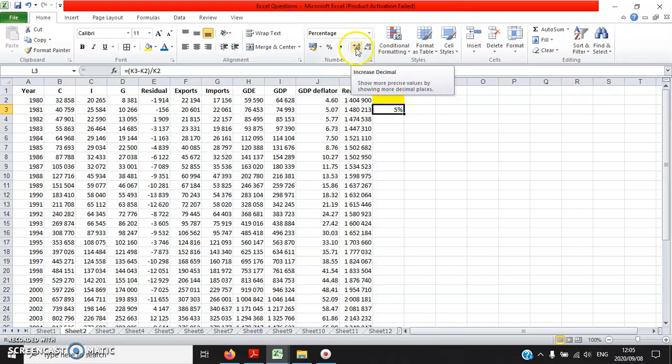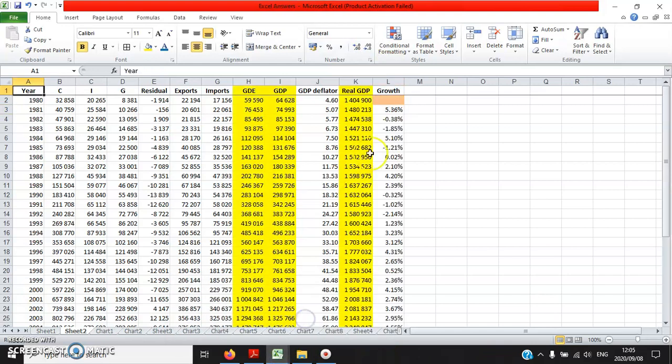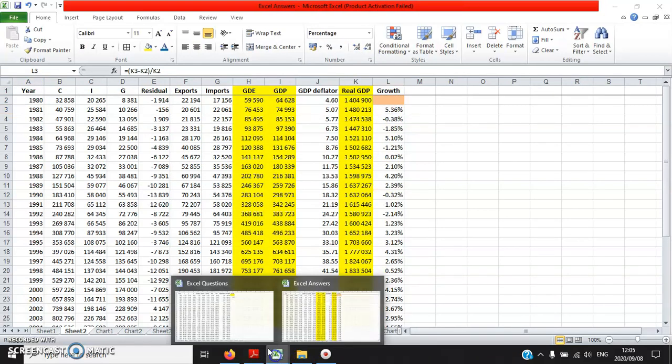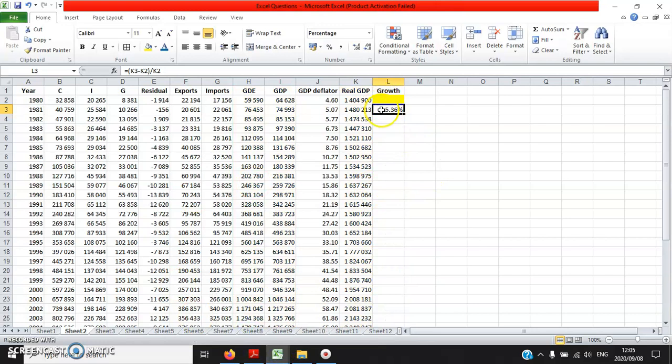You just have to click this option, percent, and then let's say you want to show the first 2 decimal places. So increase decimal, you have to click it twice. 5.36. Can I just double check comparing with the official answer? Indeed, 5.36. Then again, use that double left click command to complete the calculation.